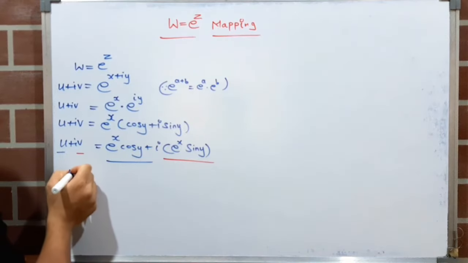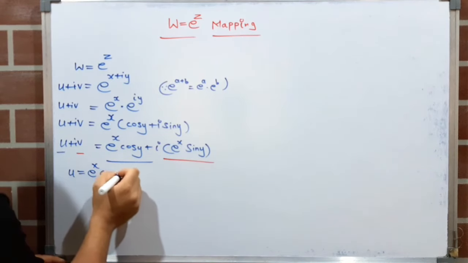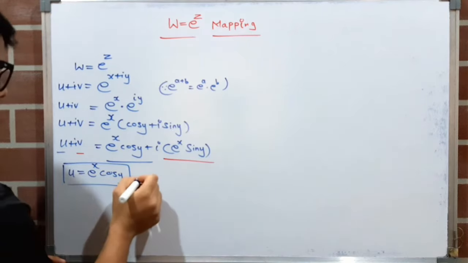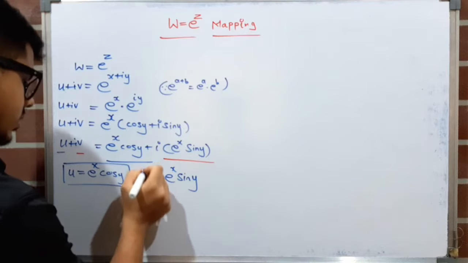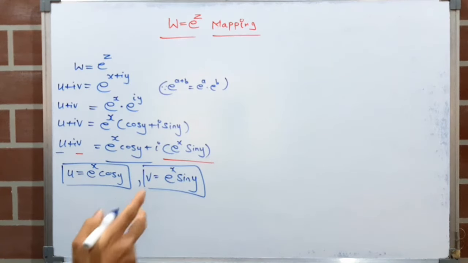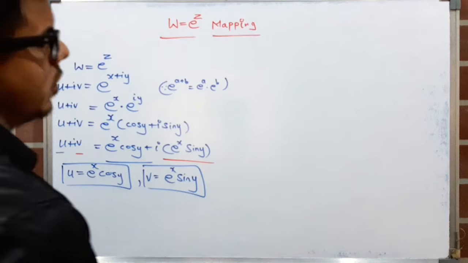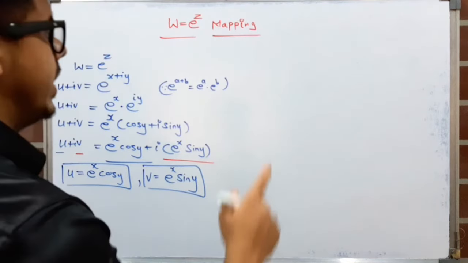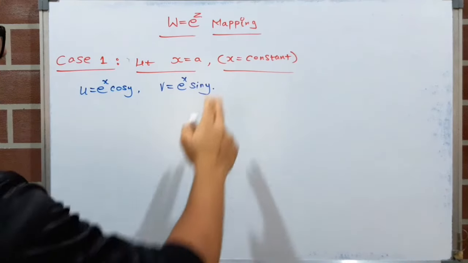So we will separate them. So u is equal to e raised to x into cos y, and v is equal to e raised to x into sin y. Okay, so we have separated the real and imaginary parts. Now we will see some cases. There are basically two cases: the first case is when x is constant, and the second case is when y is constant. So first we will see when x is constant.